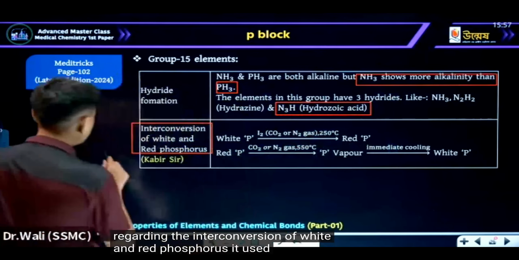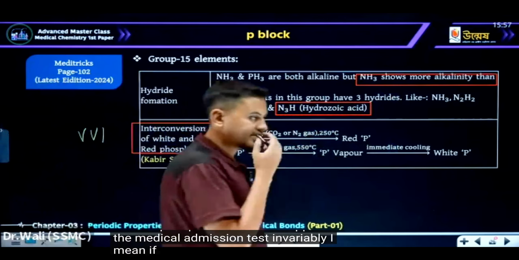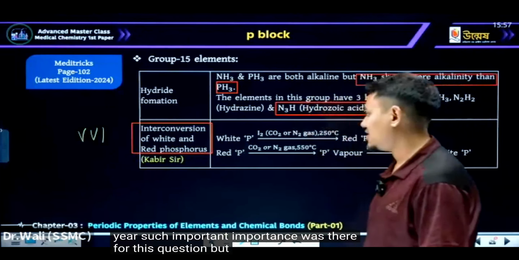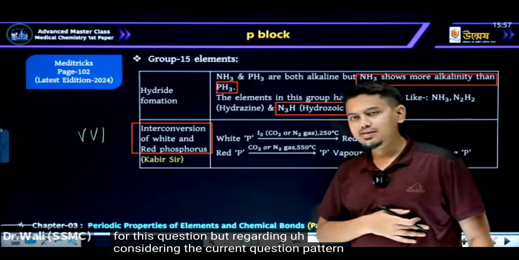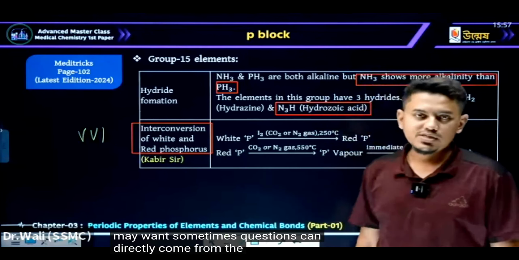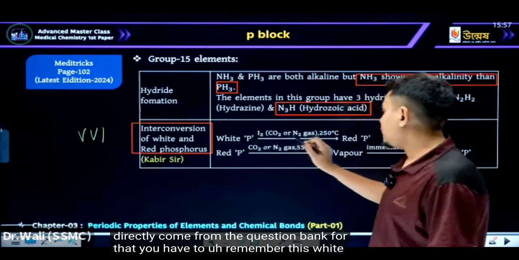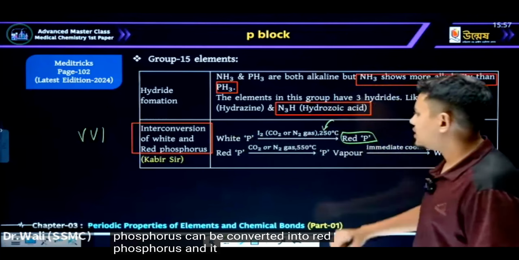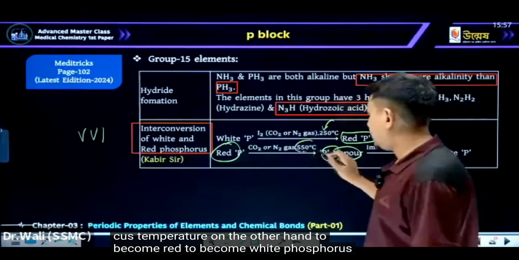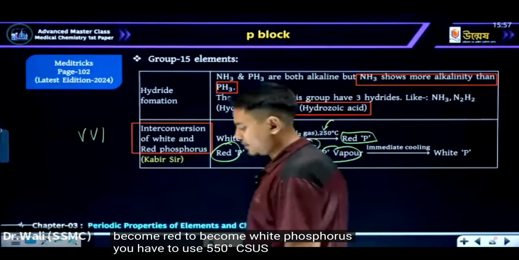Regarding the interconversion of white and red phosphorus, it used to appear in the medical admission test invariably. If it is not in this year, then it will appear in the next year. Such importance was there for this question. But considering the current question pattern, we did not find such information. But sometimes questions can directly come from the question bank. For that, you have to remember this. White phosphorus can be converted into red phosphorus, and it takes only 250 degrees Celsius. On the other hand, to become white phosphorus, you have to use 550 degrees Celsius.